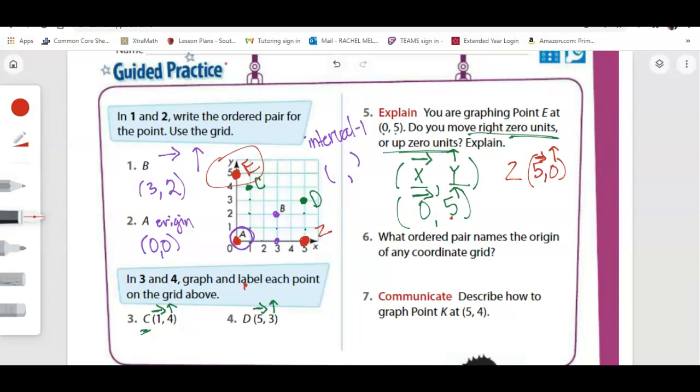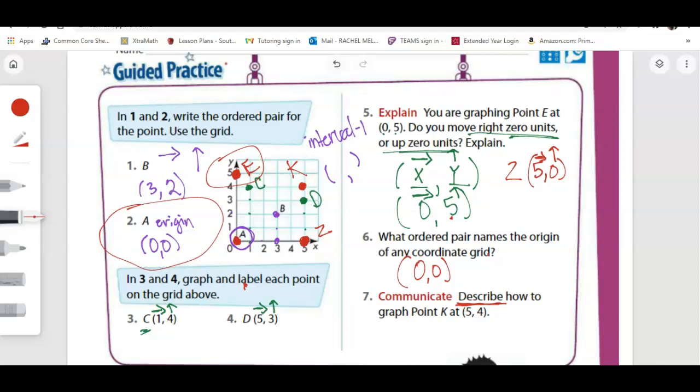And then number 6, what ordered pair names the origin of any coordinate grid? Well, we did that here. The origin is always (0, 0). We're going to be doing a lot of describing, telling how to graph. So this wants me to know if I have K right here, this is K, how would I graph that?